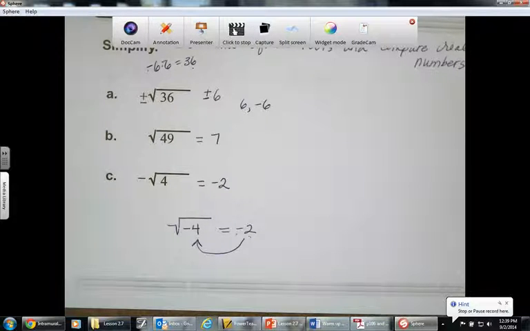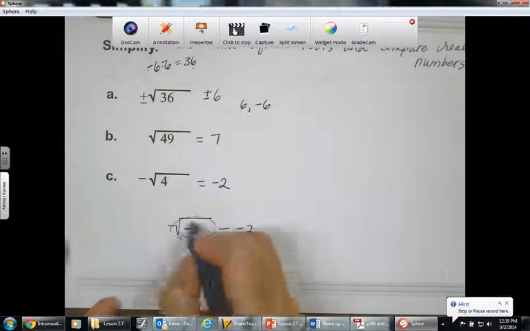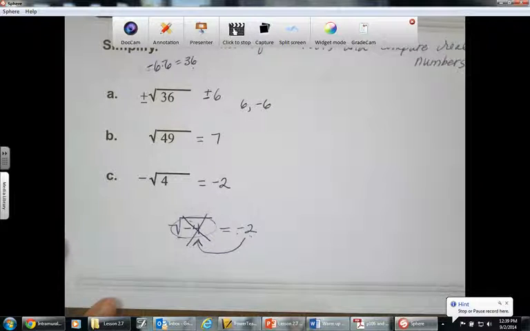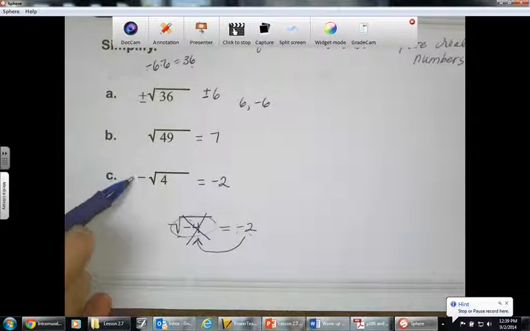Now, when you get into Algebra 2, you're going to get into this thing called imaginary numbers. And that's a whole other set of numbers. And then they're going to find a fancy way to make this legal. But right now in our world, this is not legal. You can't have a negative on the inside of the square root. So that's not okay. This is okay. This is not okay.